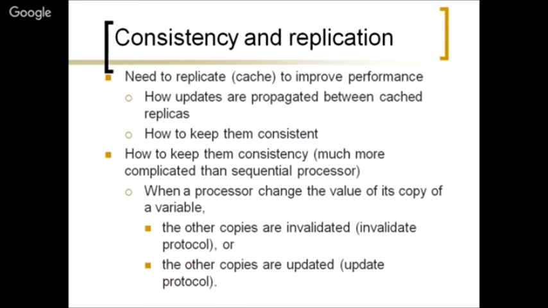So we already talked about the consistency and replications. We need to replicate improvements. We have to update accordingly. Means if we write something to the memory, then the rest will be in update mode. Means all the other processors should update their values accordingly, or they should read and update accordingly. So how to keep consistency? When a processor changes the value of its copy of a variable, then others are invalidated.